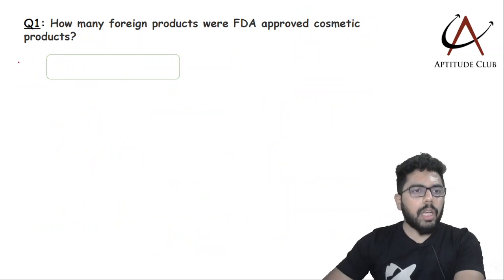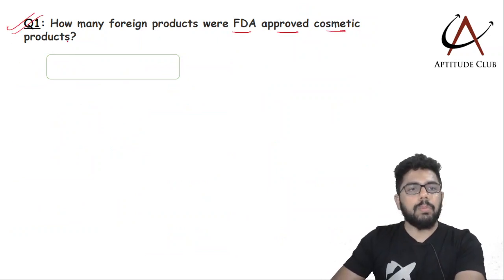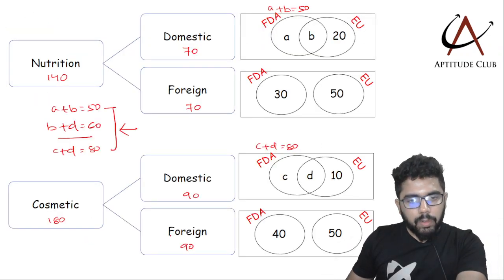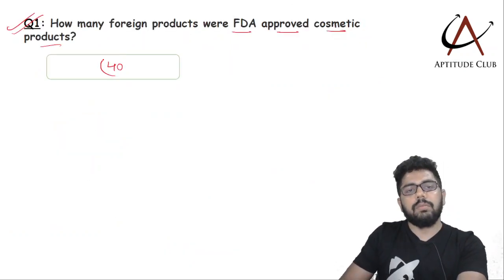Let's start with the questions. How many foreign products were FDA approved cosmetic products? So first I'll get into the cosmetic part, then foreign, and then FDA approved. It is 40. Easy answer.